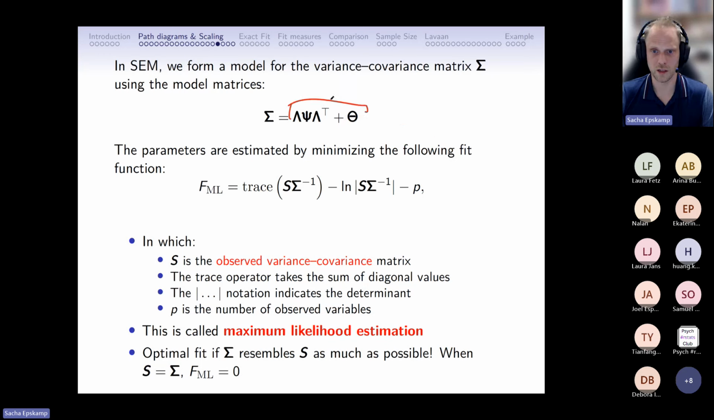Those things combined, if you know matrix algebra and matrix variance covariance algebra, you will know that that's true. If you don't know it, then just trust me that that's true. Those things combined using matrix multiplication lead to a model for the variance covariance matrix, which you call sigma. And that's really important in structural equation modeling.